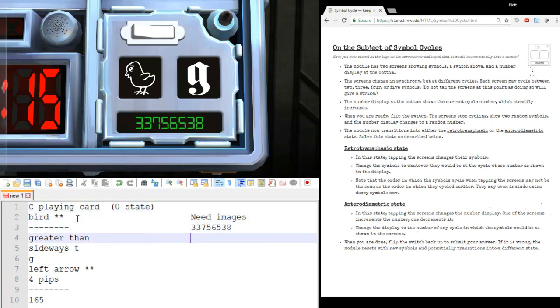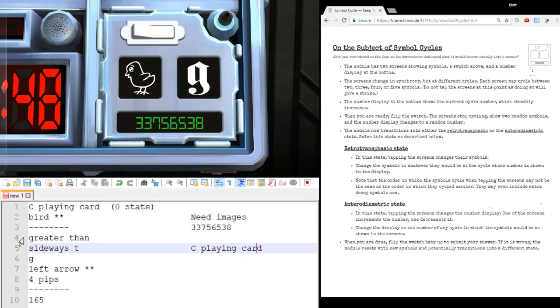Now, if I'm looking for image 33756538, that's an even number. Since I'm doing multiples of 2, is 8 going to be the same state as my 0 state? And it is, because they're both even. 33756538 is a multiple of 2, so it's going to be at the 0 state. So I know my left image is going to be the playing card.